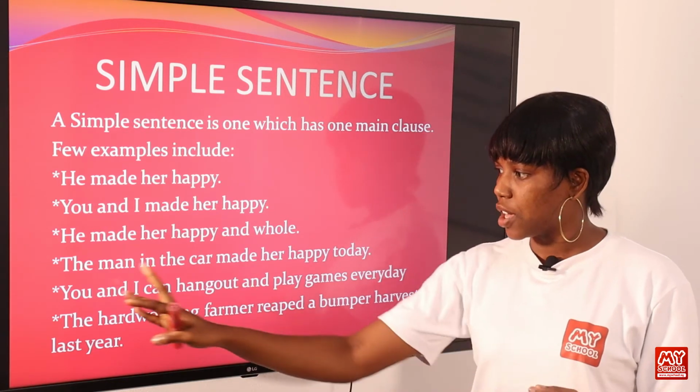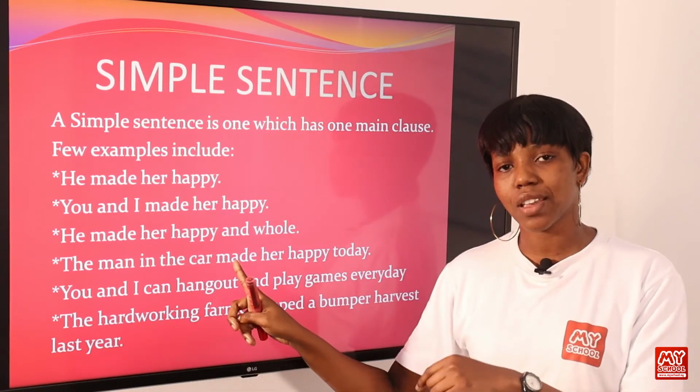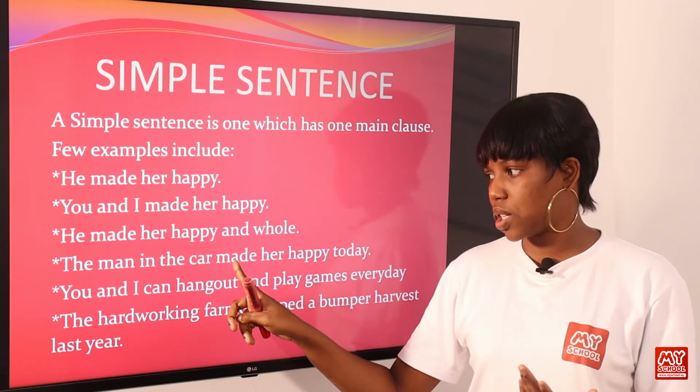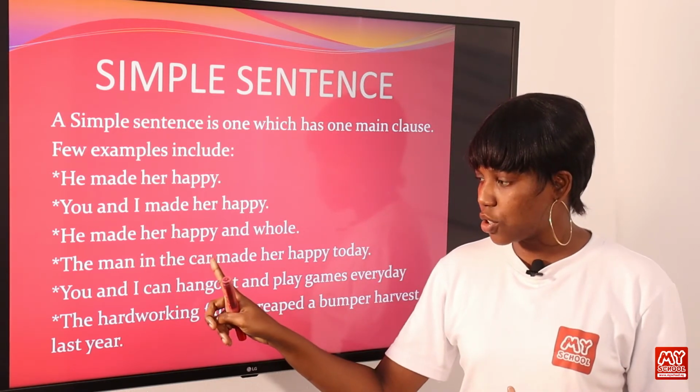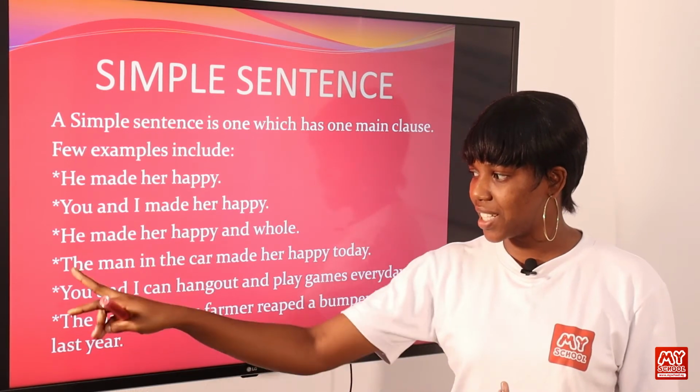But here you have the man in the car. This is the subject, "man", and this is the verb. This is a subject-verb combination, a subject-verb relationship, and so it is a simple sentence. You can see this one telling us more about the man. So this is a phrase here in the subject.